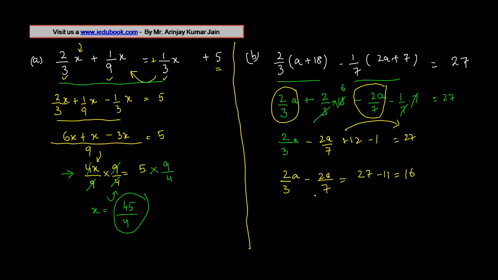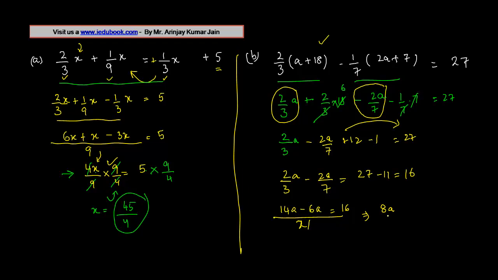Let me solve these equations. I'll get the LCM of 3 and 7 as 21. So this divided by this gives me 7. 7 into 2a is 14a, minus 21 divided by 7 is 3, 3 into 2a is 6a, is equal to 16. Basically it gives 8a upon 21 is equal to 16.